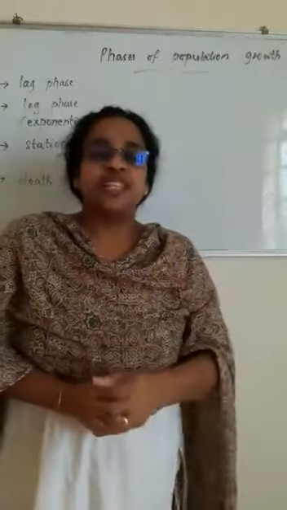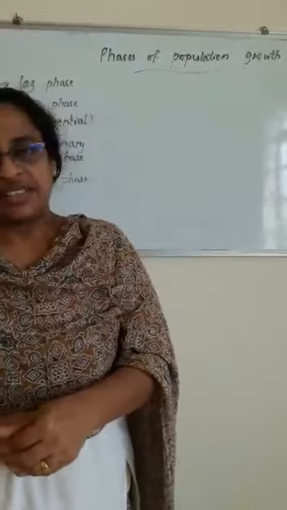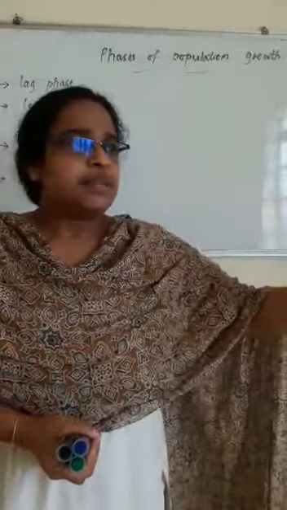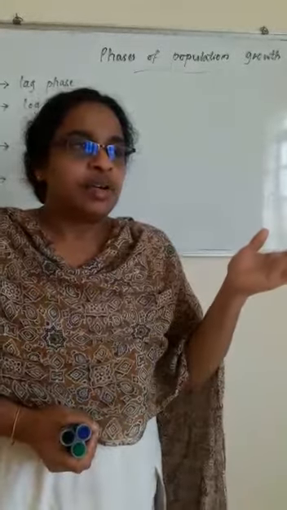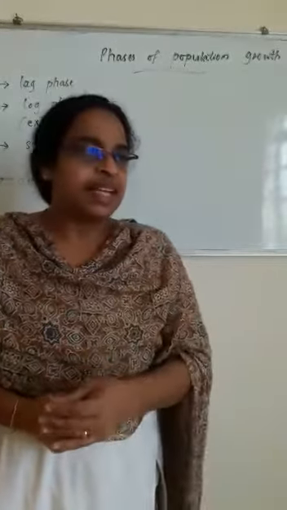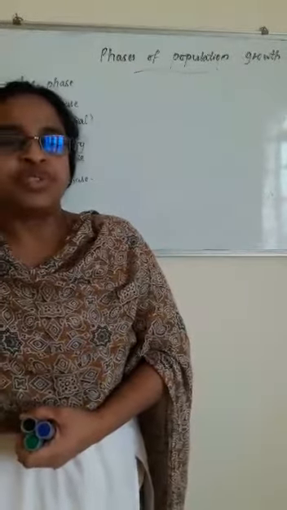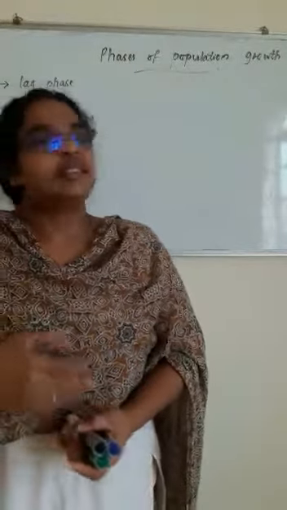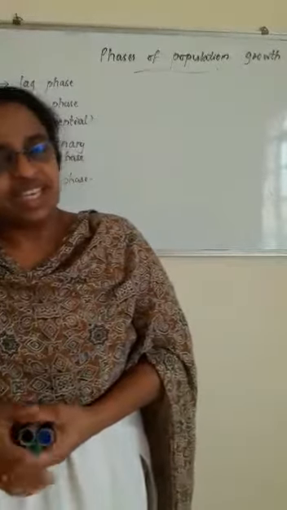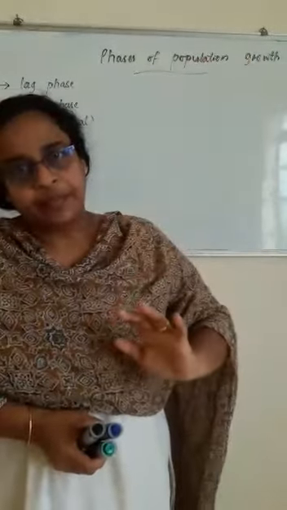And the next phase will be log phase or exponential phase. Here, suppose the organism got adjusted with the surroundings and is finding the nutrients very high. It reproduces very rapidly, so the population growth will be very high. So we can see a rapid growth there.